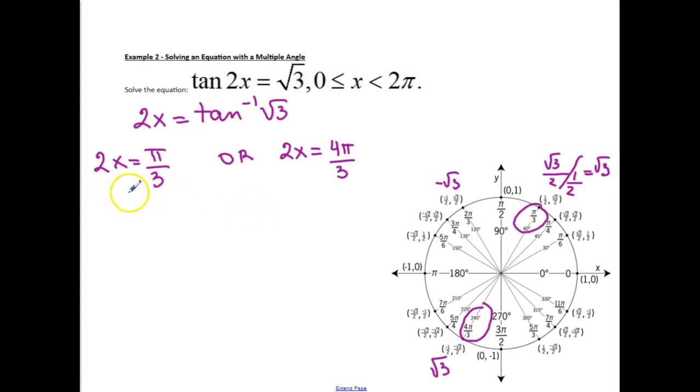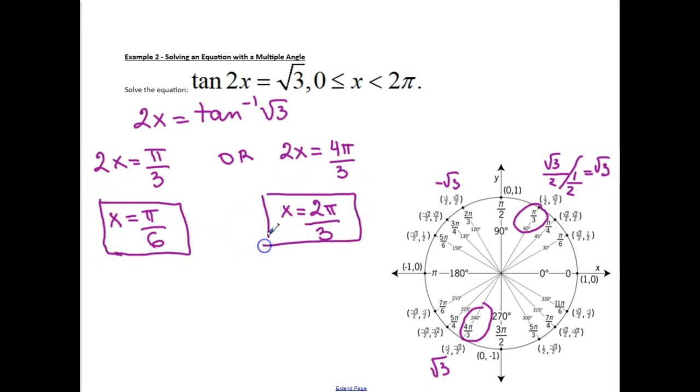So now we took whatever was inside of the tangent and we set it equal to the angle measurements that have a tangent of square root of 3. We're still looking for x by itself. It comes down to solving this equation, which is linear. We have to divide both sides by 2. We get x is equal to pi over 6, and x is equal to 2 pi over 3. So those will be our two final answers.